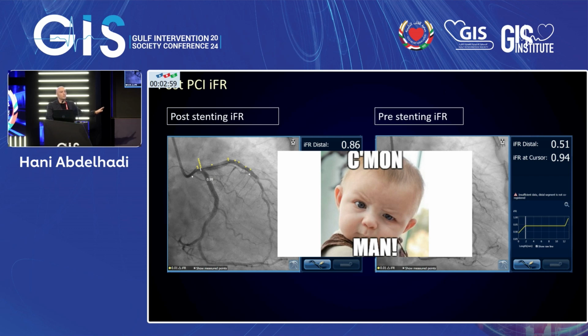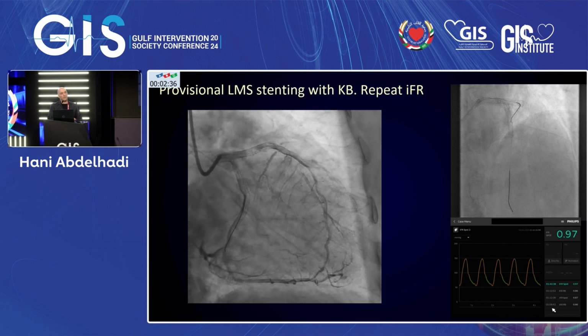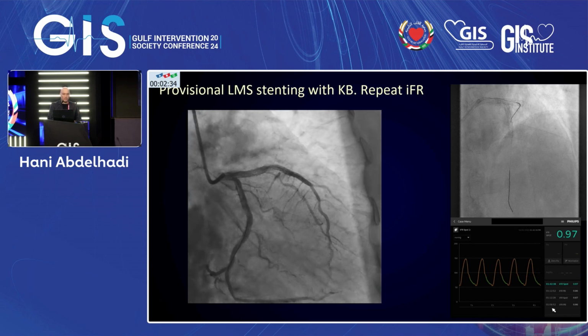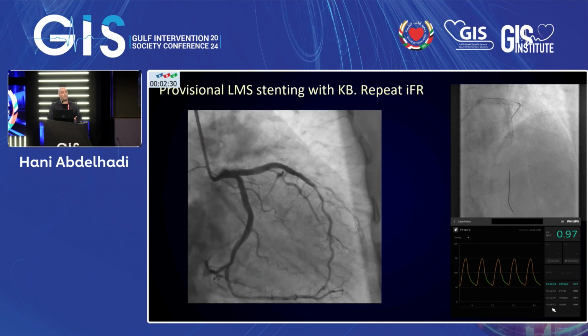But this is not unexpected. So we know when we do an FFR that your proximal lesion will affect your distal ischemia. But we also know that your distal lesion affects your proximal ischemia. And now that you relieve the distal obstruction, the proximal obstruction becomes more significant. And this is very well documented. So in this case, we go back and we do a provisional stenting from LAD to left main with kissing balloons and optimization, and we repeat the iFR, and this time the iFR is 0.97.